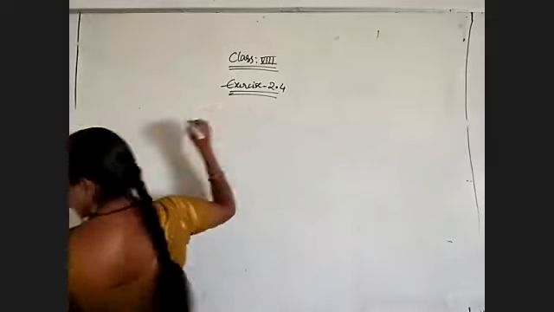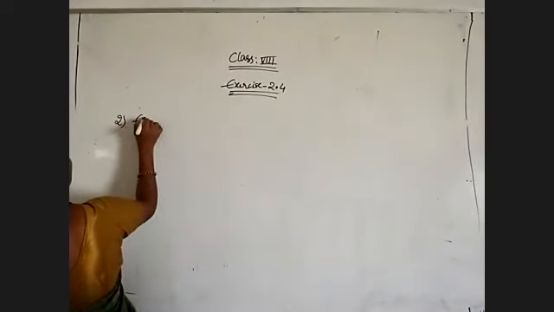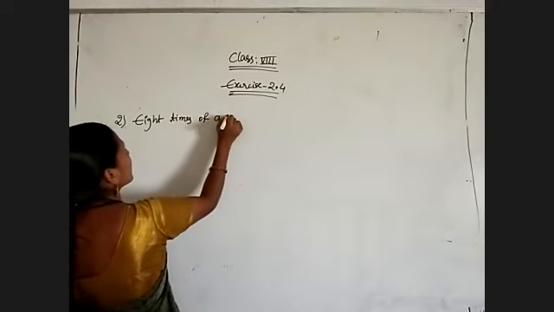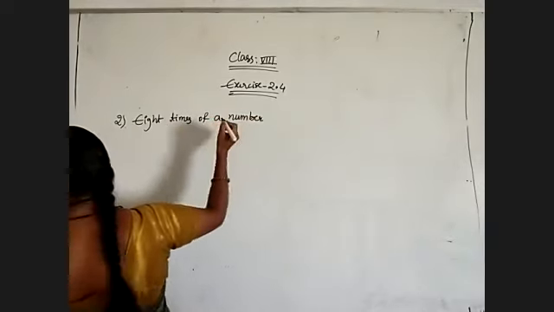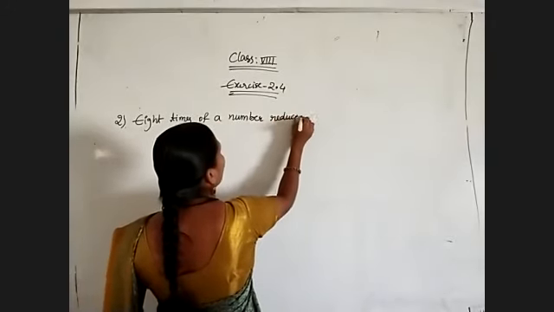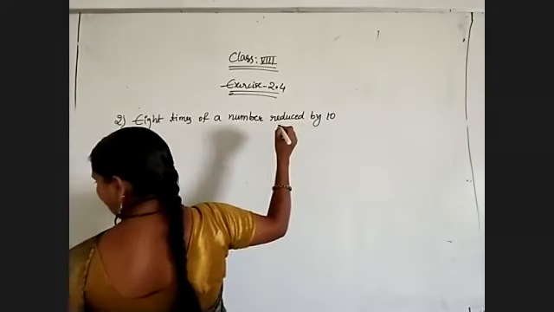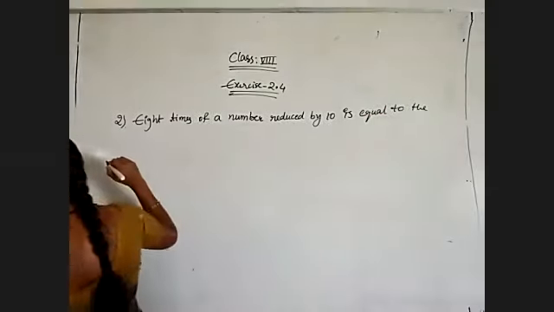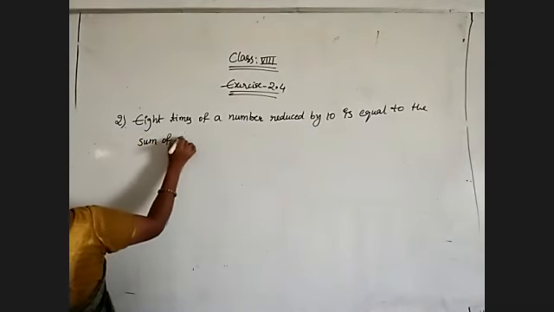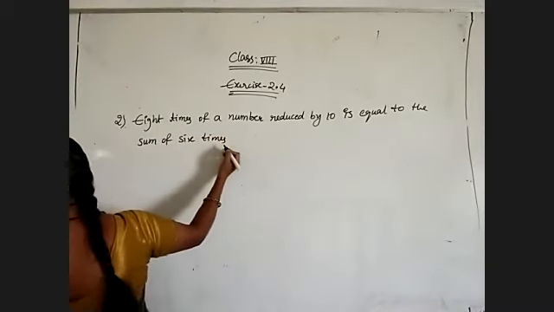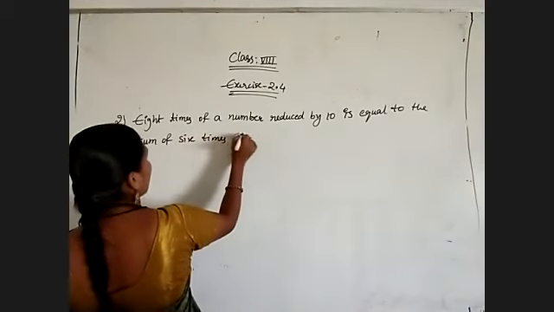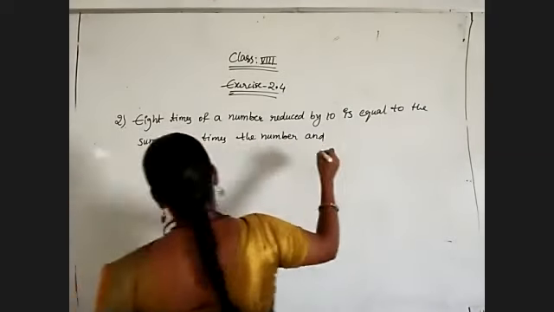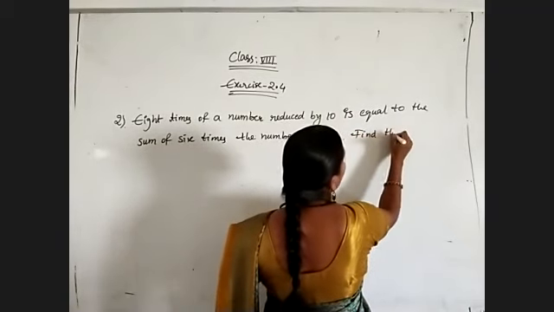Exercise 2.4, and in that we are simplifying the second problem. 8 times a number reduced by 10 is equal to the sum of 6 times the number and 4. Find the number. So observe the question first of all.